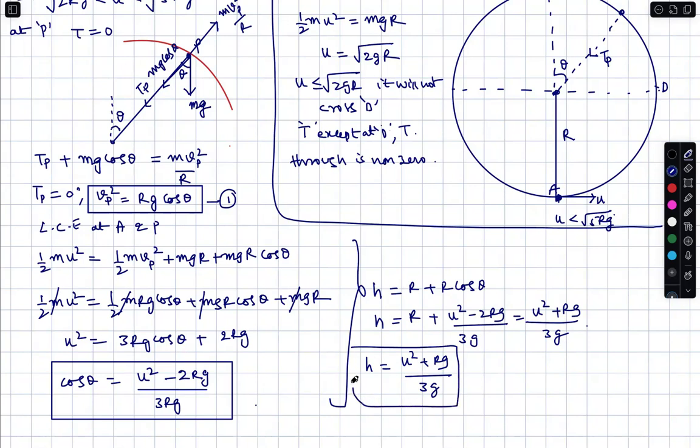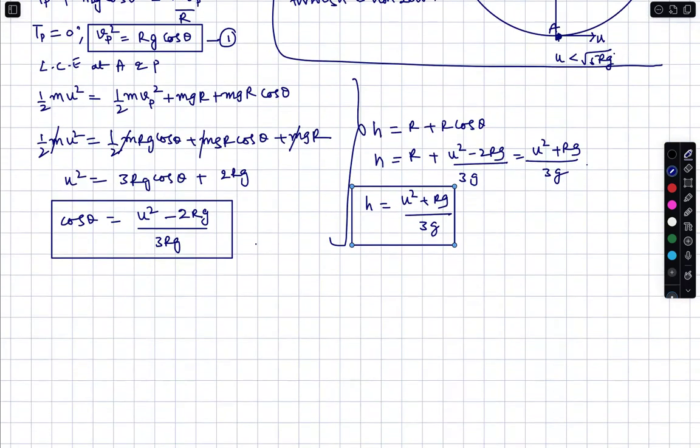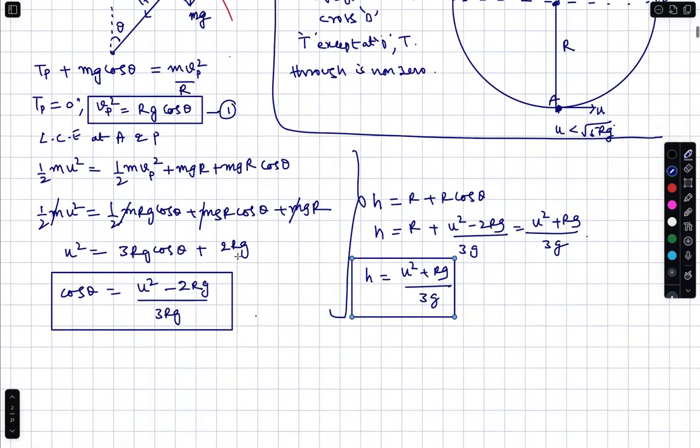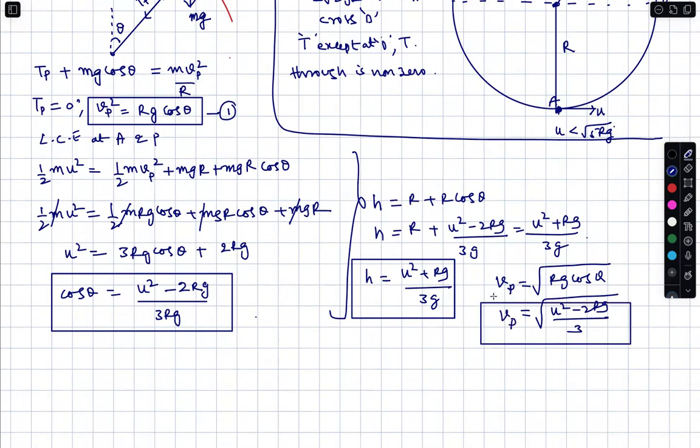Sir, everything is fine. You are skipping one thing. What is Vp by the way? Come on, man. What is Vp you want, no? Here you have, no? I am not cheating anywhere. Vp is root Rg cos theta. This is nothing but root Rg cos theta, which is u square minus 2Rg by 3. Right. So I have given 3 different terms.